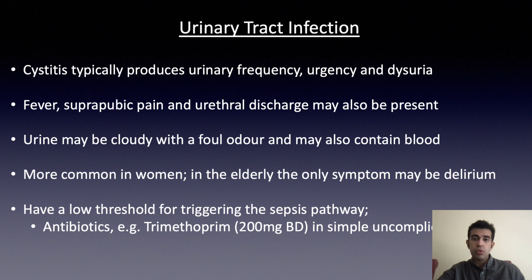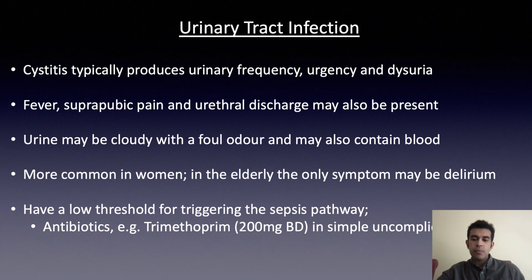Of course, during a urological review, you can discuss with someone more senior if you think it might be sepsis, but it's always worth having that differential diagnosis in your mind. If you want to start the patient on antibiotics for just a simple UTI that isn't obviously too severe, have a look in your local microbiological guidelines, but often trimethoprim 200 milligrams BD is used for simple uncomplicated UTIs as well.